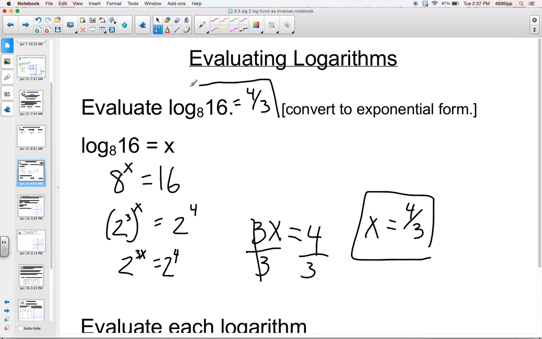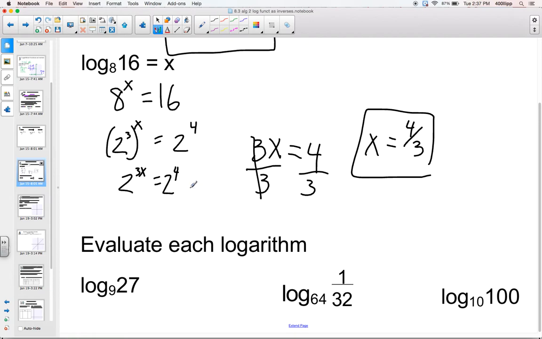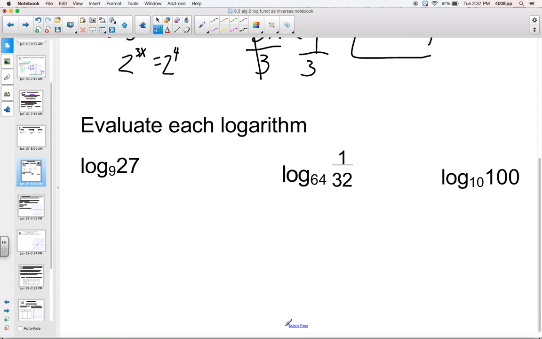You can go ahead and plug this into your calculator. You can plug in 8 to the 4/3 power, and that will give you 16. We'll learn log base 8 of 16 in the calculator later on, but that's just using a change of base formula. All right, moving on here. Sorry if it's noisy in the background.